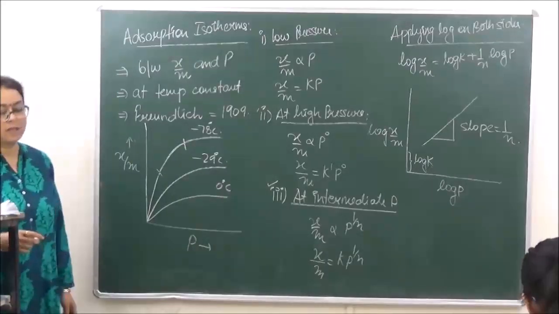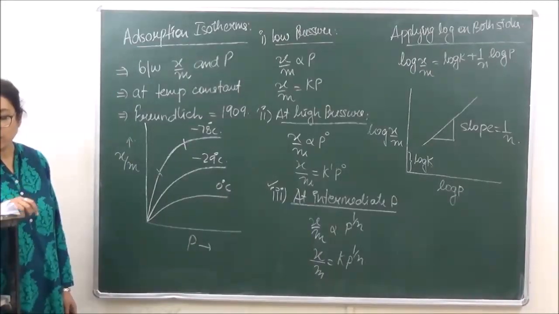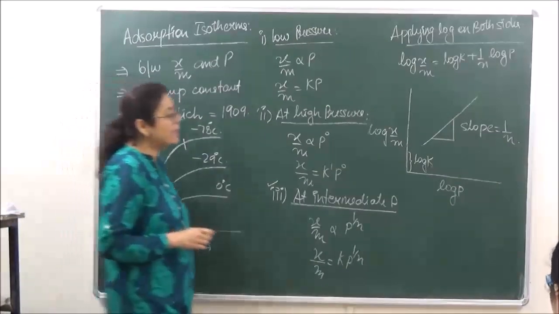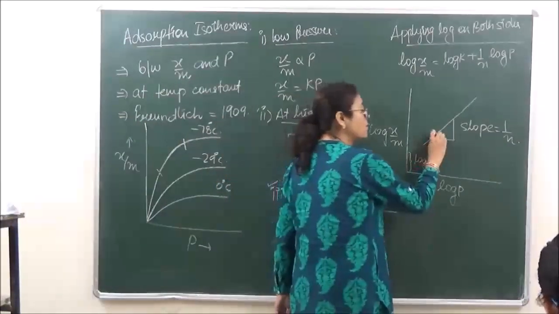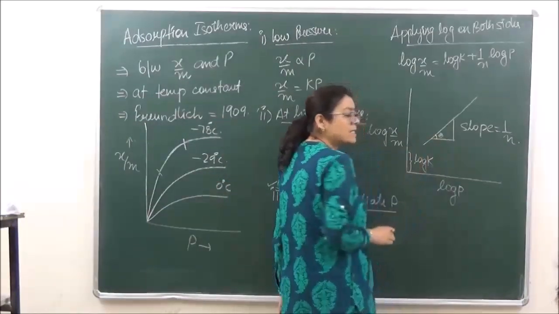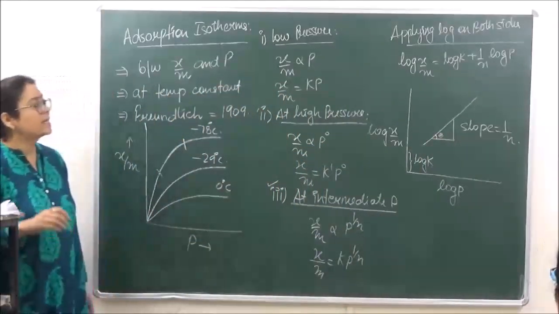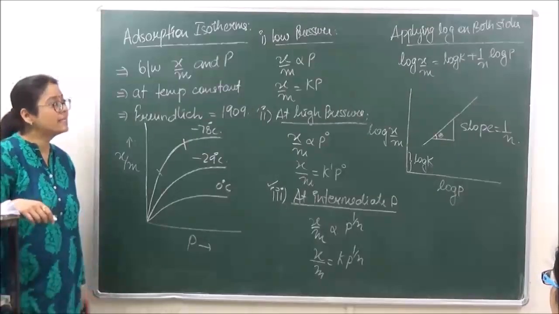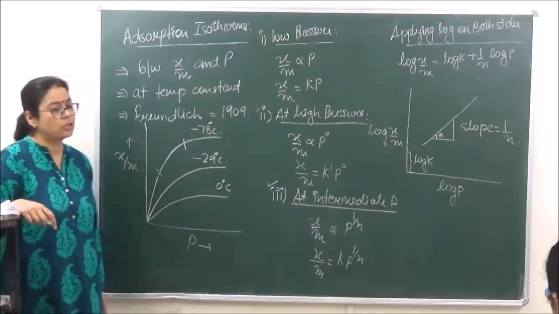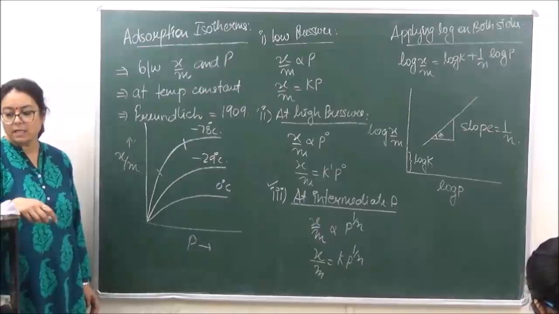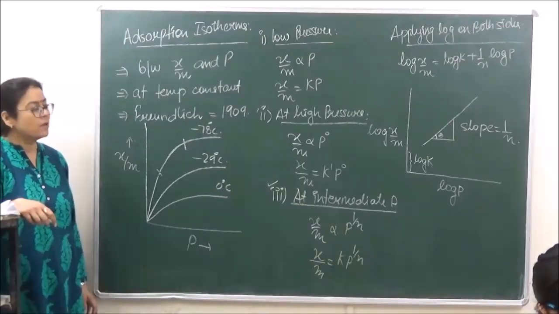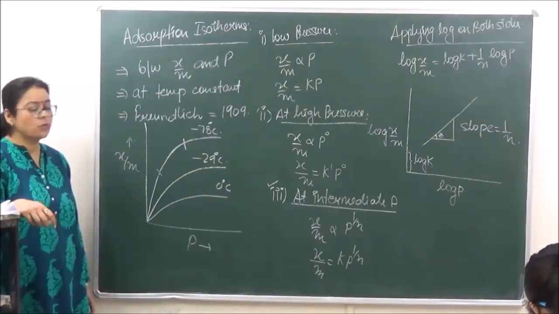Slope of the curve that is given by 1 upon n. When we calculate the slope of the curve by taking this value as theta and the slope comes out as a straight line, it validates the law of Freundlich. Otherwise it does not. Is it clear?